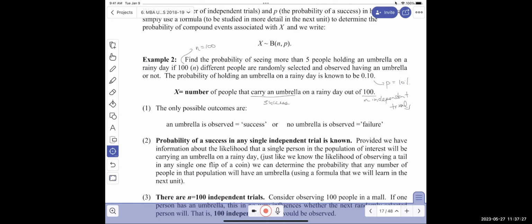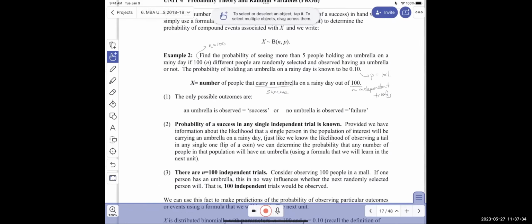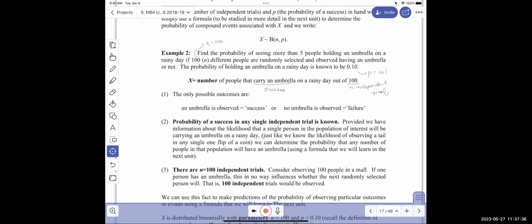So, okay. Let's review the criteria. Criteria 1, either you have an umbrella, you see an umbrella, or you don't.